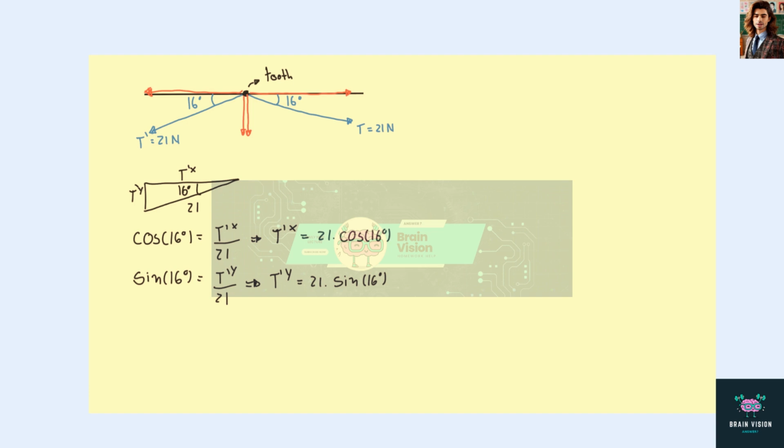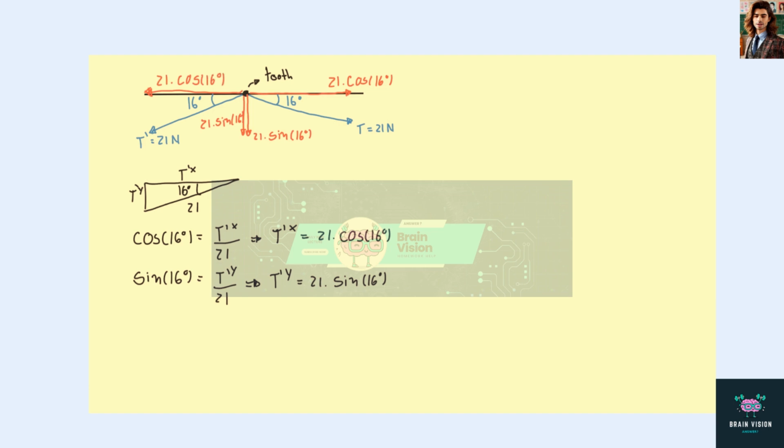So we have the following. This is 21 times the sine of 16 degrees. This is also 21 times the sine of 16 degrees. This pointing to the left is equal to 21 times the cosine of 16 degrees, and this is also 21 times the cosine of 16 degrees.